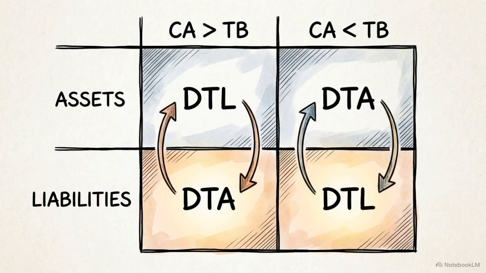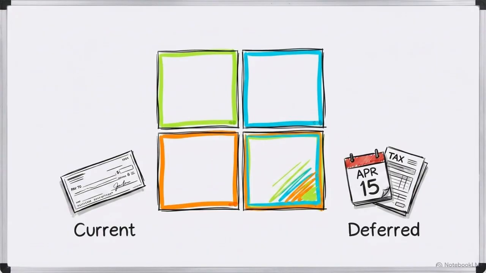Take a look at this cheat sheet matrix showing how these balances interact. For assets, if the carrying amount is greater than the tax base, you get a liability. If it's less, you get an asset. For liabilities, the logic simply flips. Current tax is strictly the company's check to the government, while deferred tax is the accounting for future adjustments using this exact matrix.